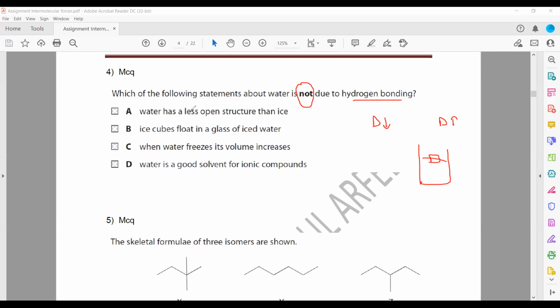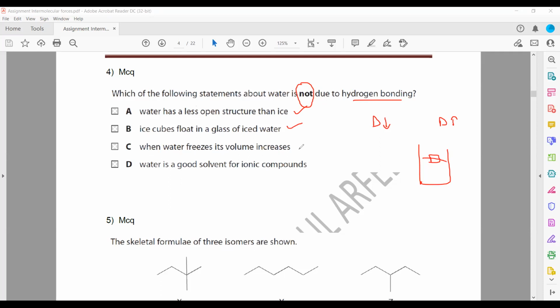And what is the reason for that? The reason is hydrogen bonding, because in water the particles are moving around each other, so they have more chances to attract. So this property is due to hydrogen bonding. The ice cube floating in a glass of water is also due to hydrogen bonding, because in the liquid state the hydrogen bonds are much stronger in water. That's why it has a high density. So ice has a low density, that's why it floats.